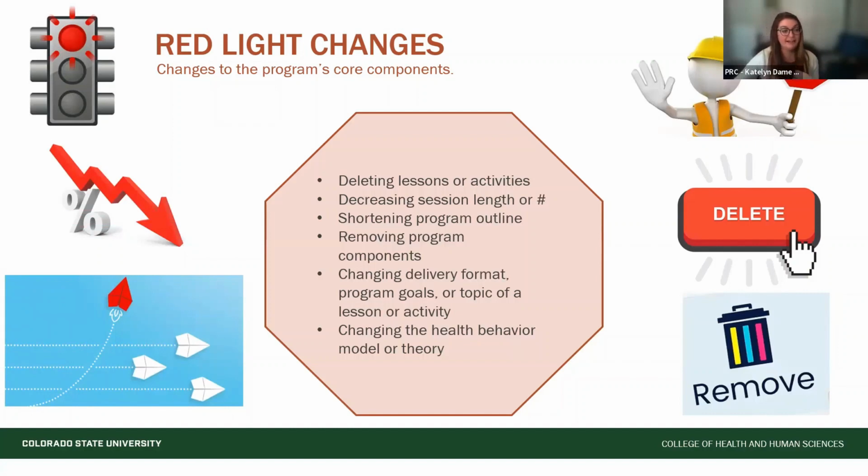And it does appear that most of you actually got this traffic color right for the Zoom poll question by assigning changing the health behavior model or program theory as a red light change, and that is correct.